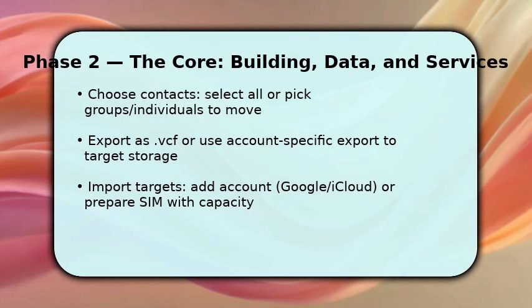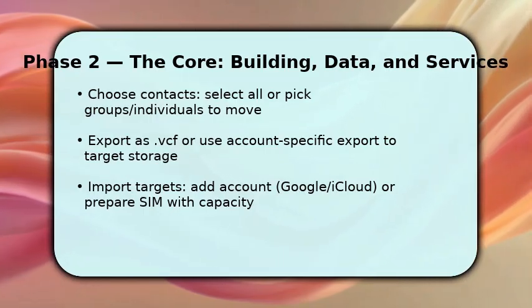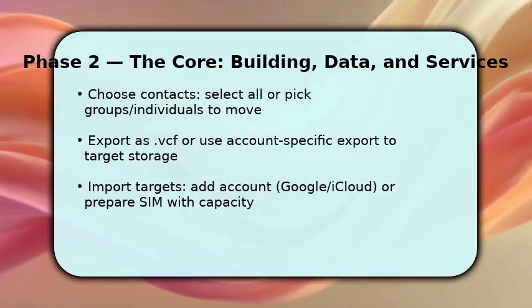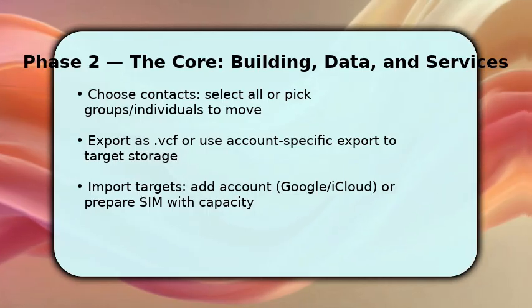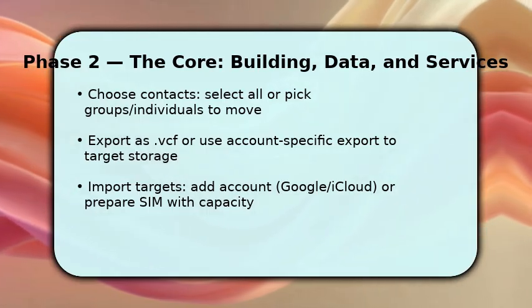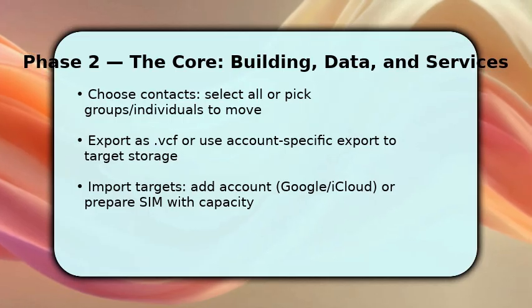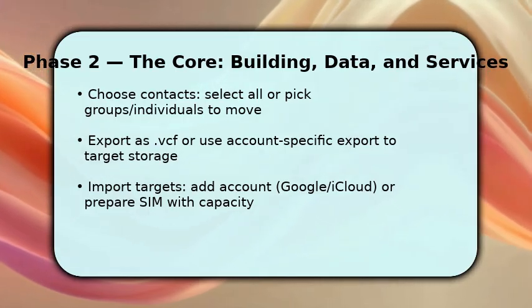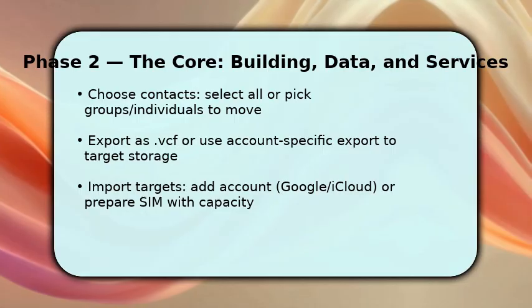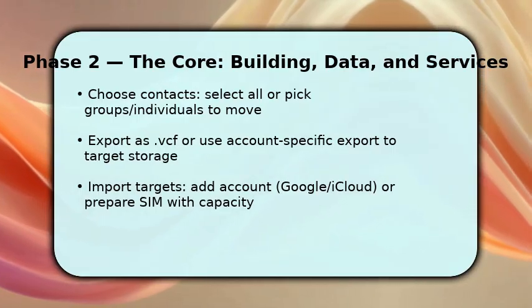You now select the exact contacts to transfer, because moving everything when you only need a subset creates clutter. Once done, use the app's export or share function to create a VCF file or use the account-specific export for Google or iCloud to preserve labels and photos. Make sure the target account is added to the device and ready.